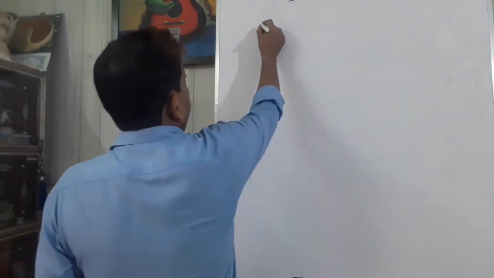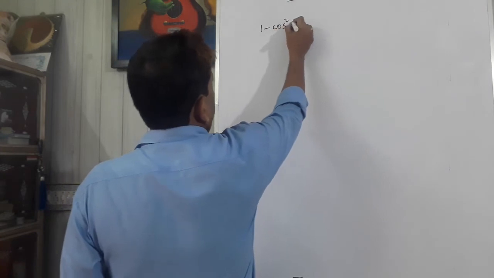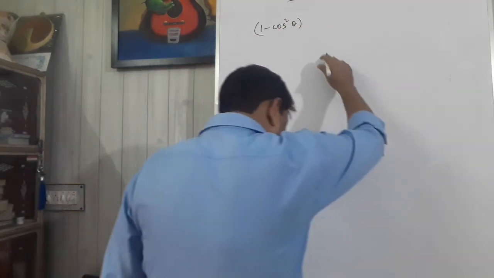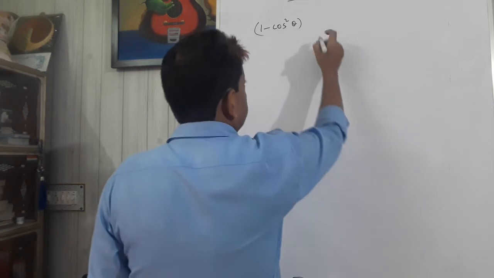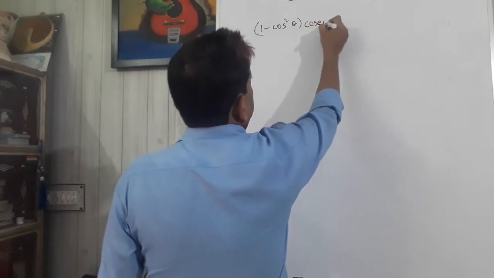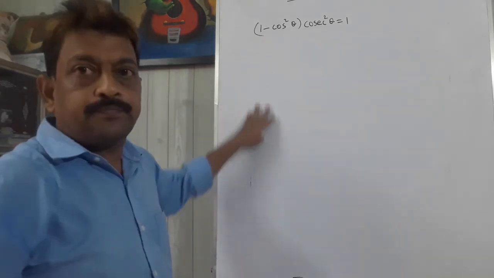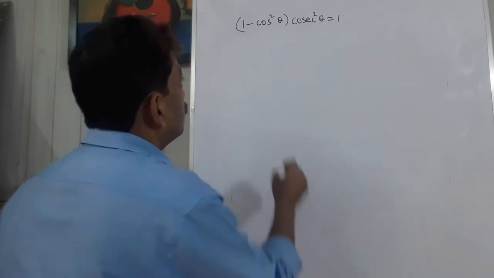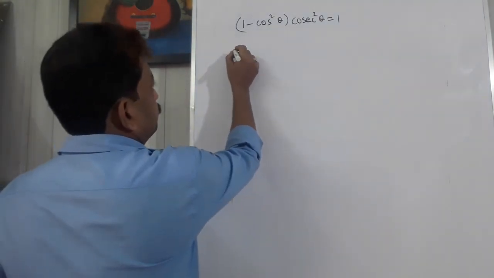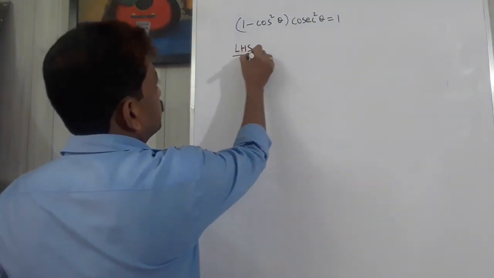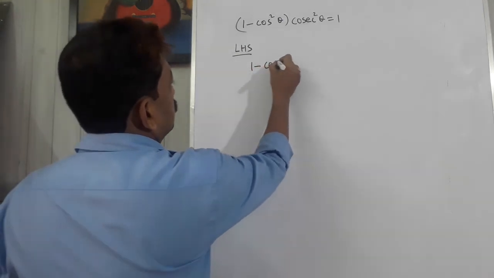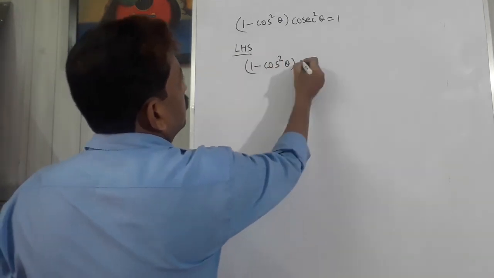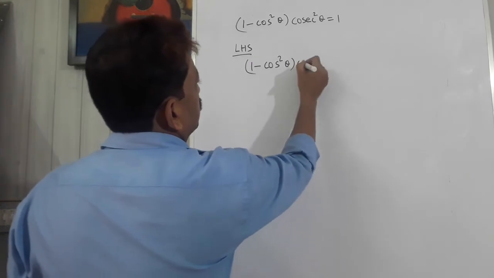One more very simple sum. Prove that 1 minus cos square theta multiplied with cosec square theta equals 1. We have to verify this. Okay. So here I am starting with the LHS: 1 minus cos square theta multiplied with cosec square theta.